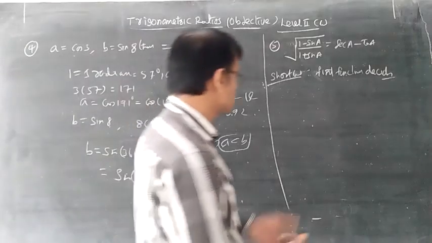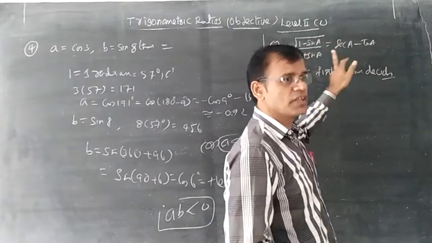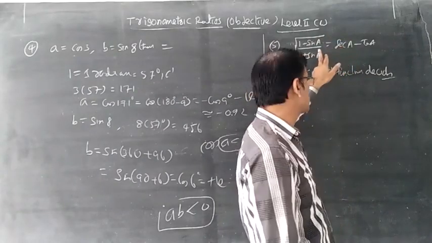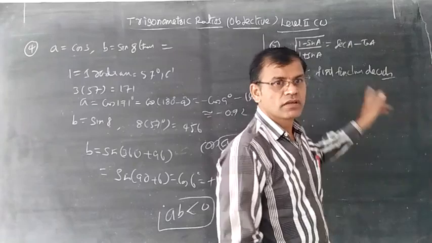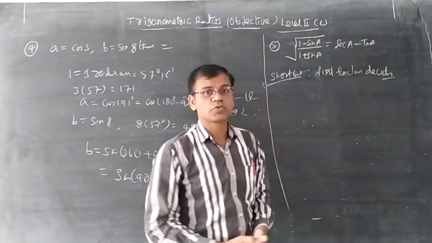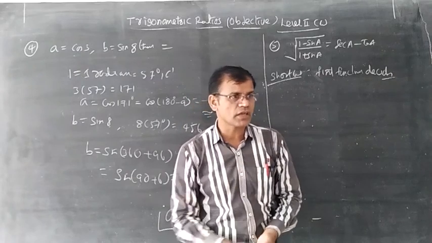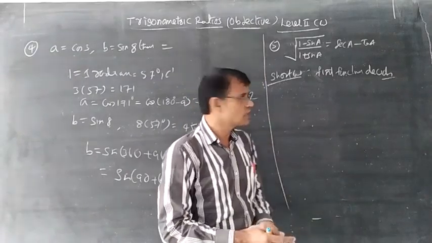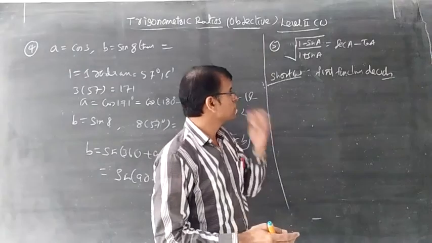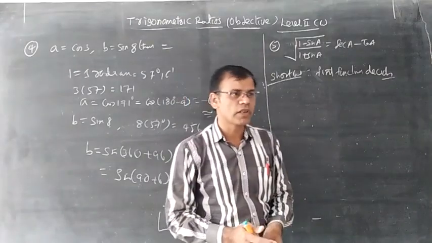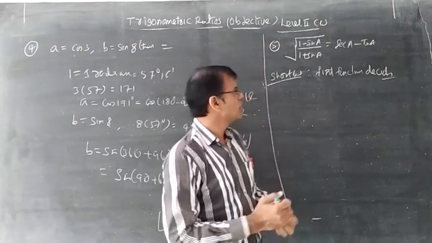Sir, how should we do it, sir? Simply rationalize. Rationalize meaning multiply and divide by the opposite symbol: 1 minus sin a by 1 minus sin a. Numerator becomes 1 minus sin a, denominator becomes cos a. 1 minus sin a by cos a, that is 1 by cos a minus sin a by cos a. Already the value is secant a minus tan a. So what is he asking? A belongs to which quadrant?